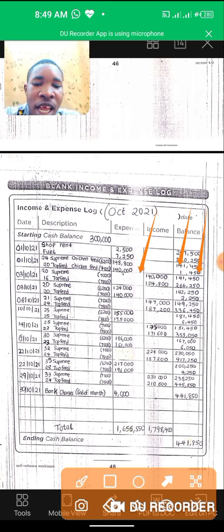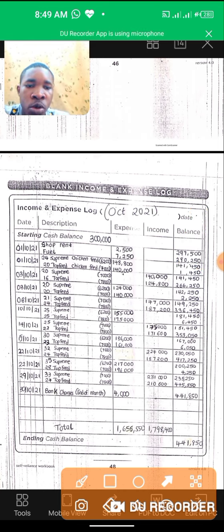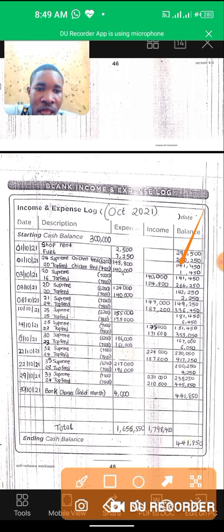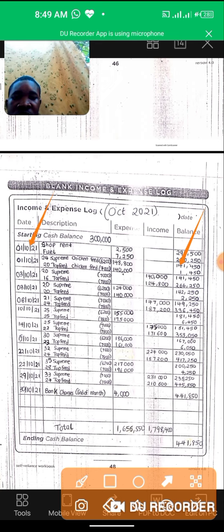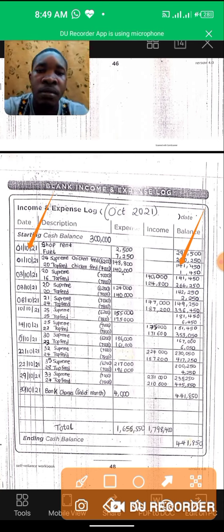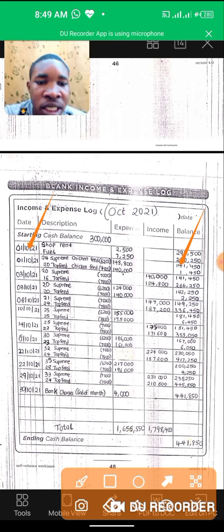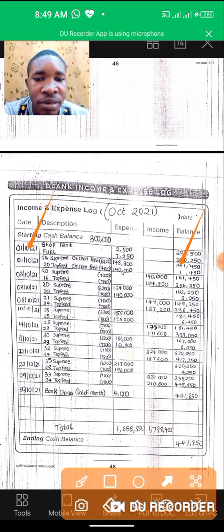So now, after you have bought chicken feed, how much do you have left? You had 1,450 naira left after you bought the two chicken feed. On which date? On the first. After I bought the two chicken feed on the first, we have 141,450 naira.